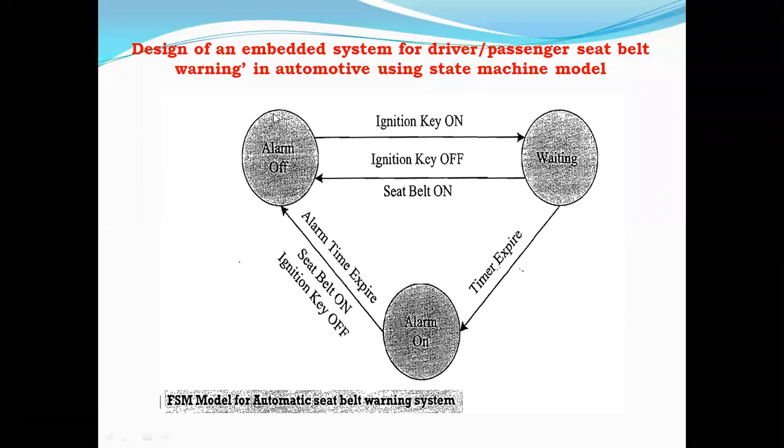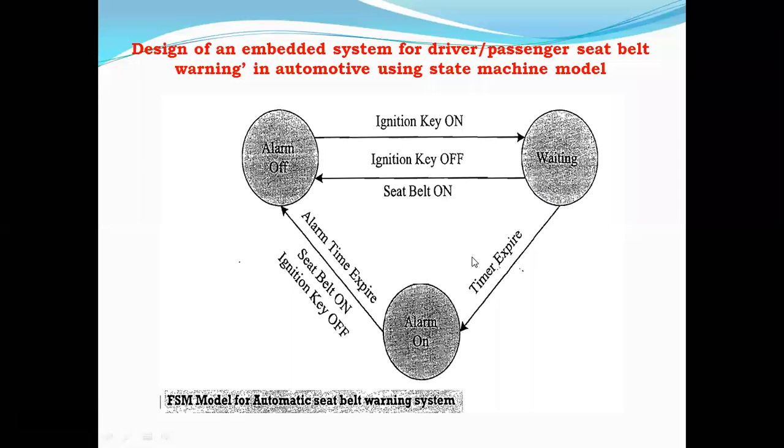Right? So there are three states. When you get inside the car, first the alarm is off, and what you do is first put the key on, then it will come into the waiting state. The waiting state is nothing but there the timer will be set. After 10 minutes, if the car driver doesn't wear a seat belt, and it is not only the driver, even the passenger also comes here. Even the backside passenger has to compulsorily wear the seat belt. So it will wait for 10 seconds.